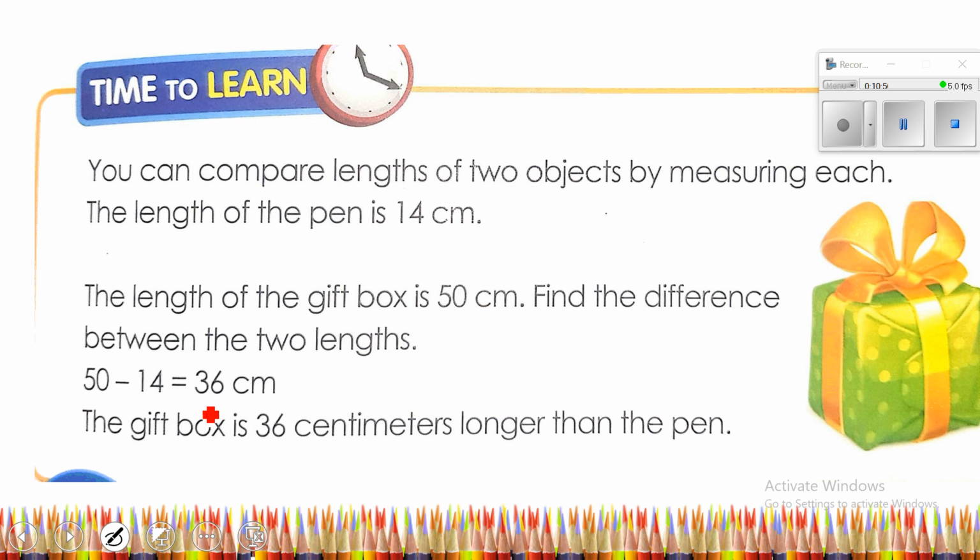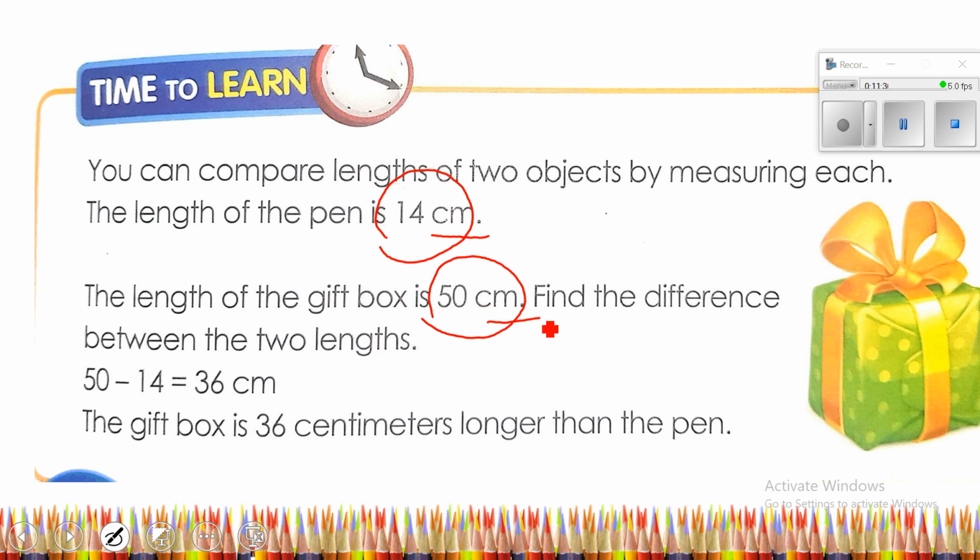The length of the pen is 14 and the length of the gift box is 50 centimeters. Find the difference. So here we have to compare between two objects. The first object is a pen and the other object is the gift box. They ask us to find the difference, and for sure both of them must be in the same unit. I can't compare, for example, centimeters with meters. I have to change the centimeters to meters or the meters to centimeters, then I compare by subtracting.